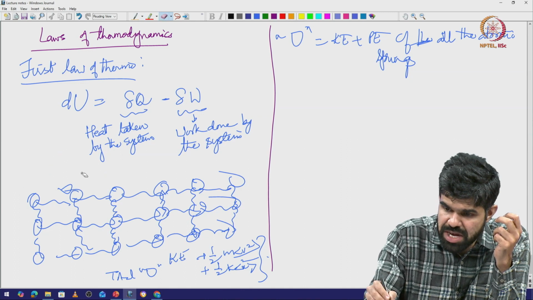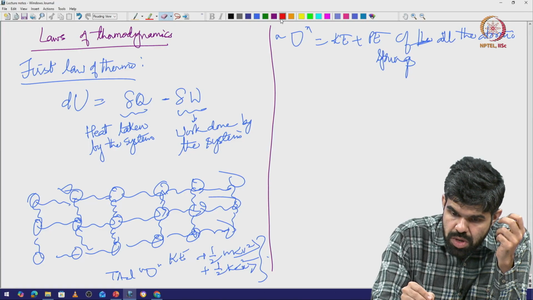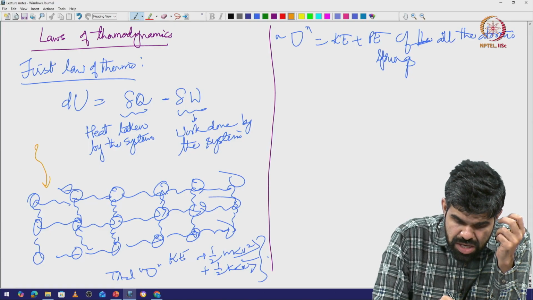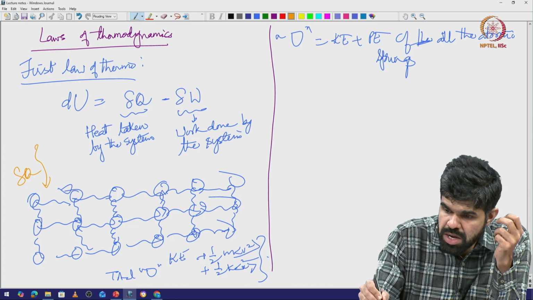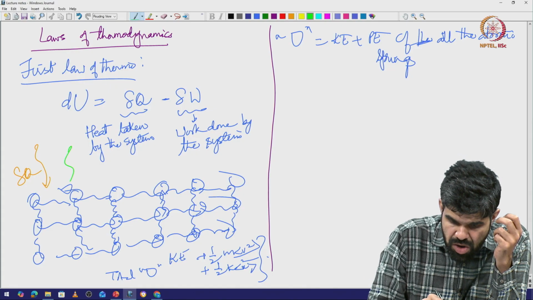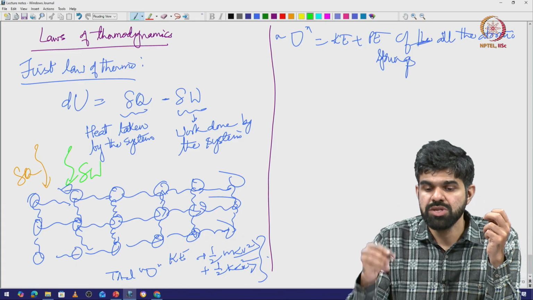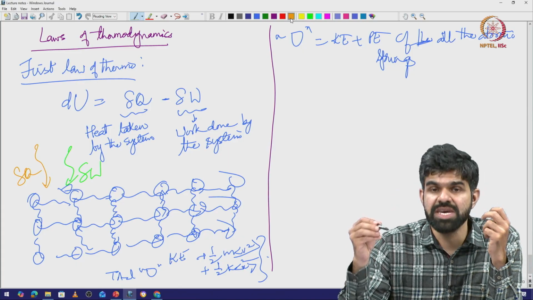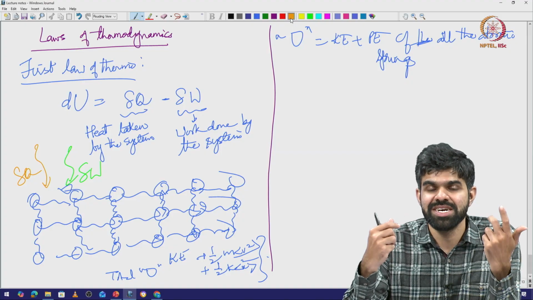Let me write it in a different color. So how do I change the energy? So delta Q, let me write it in green, or delta W, right. So these are the only two ways in which I can change the internal energy of the system.